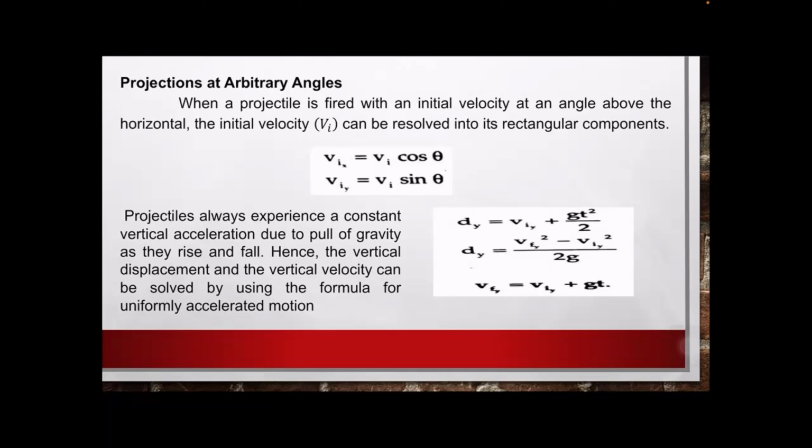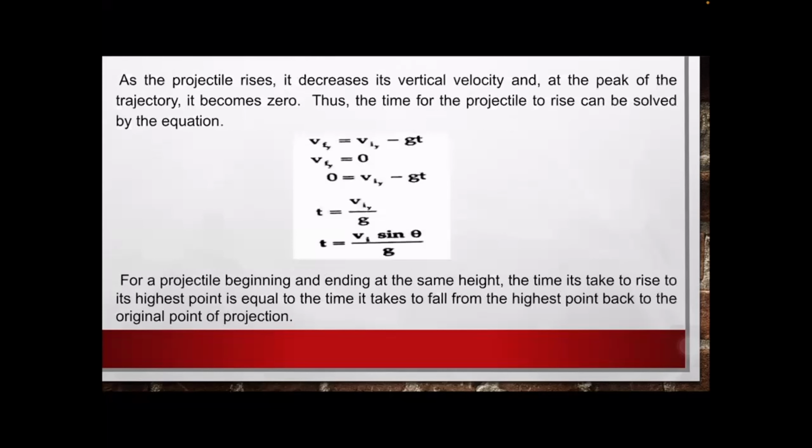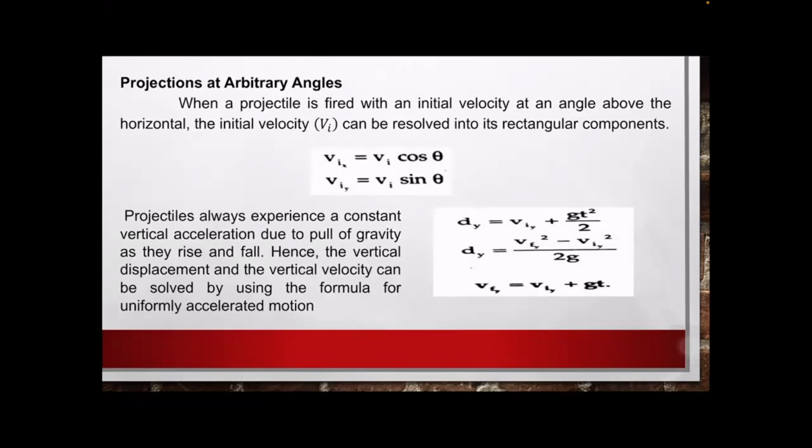So we have the dy is equal to Viy t plus g t squared over 2. You are familiar with this given. Then we have here the final velocity of y squared minus the initial velocity of y squared over 2g, and the final velocity can be the initial plus the gravity times the time. Ayan. Okay. Pakisulat pa yung formula. Gagamitin natin siya mamaya.